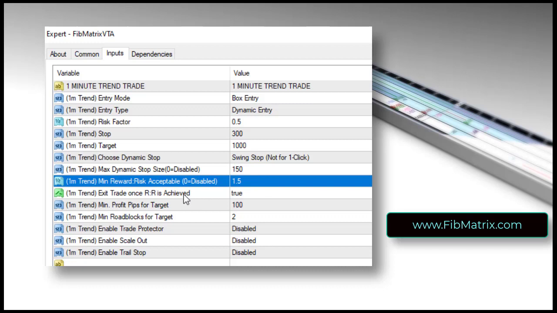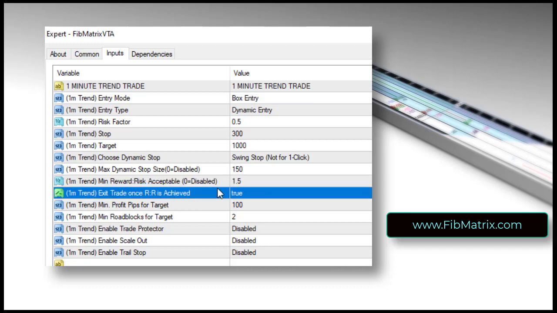Now there's another variation right here. If you set this to true, exit trade once reward to risk is achieved, that means it will not look for anything more than the risk reward. It will exit you at that moment.